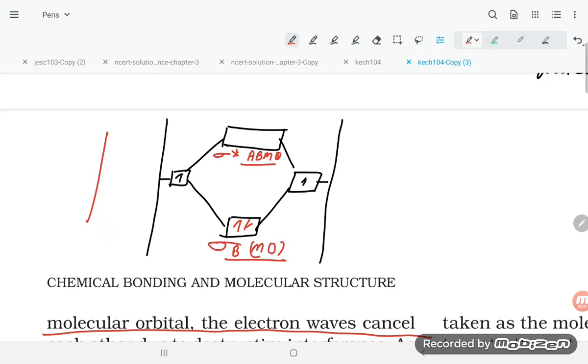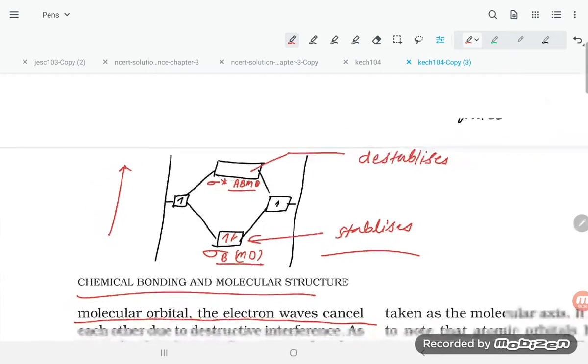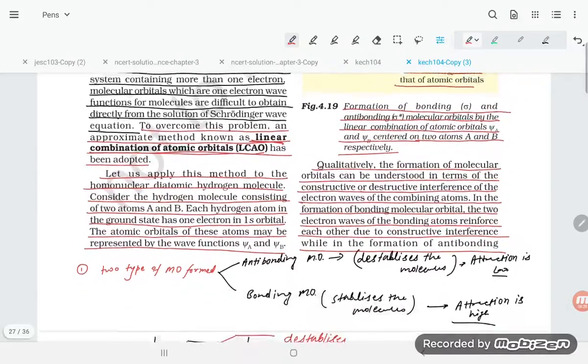Now you check the energy, student. This one has the least energy, so least energy means stable, it stabilizes. And here more energy means it destabilizes. So this is the concept behind the LCAO method, student.